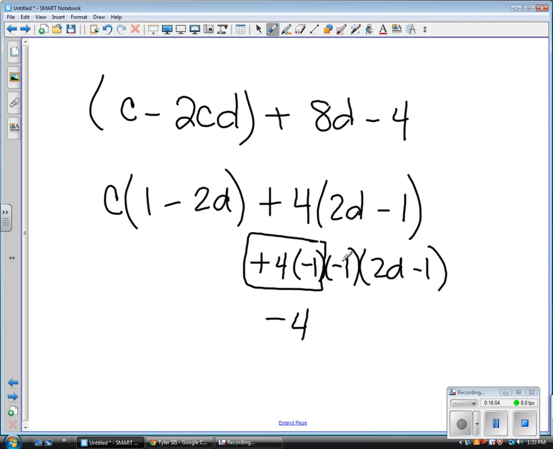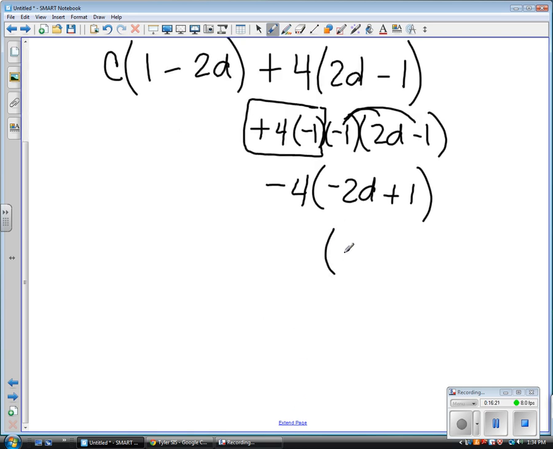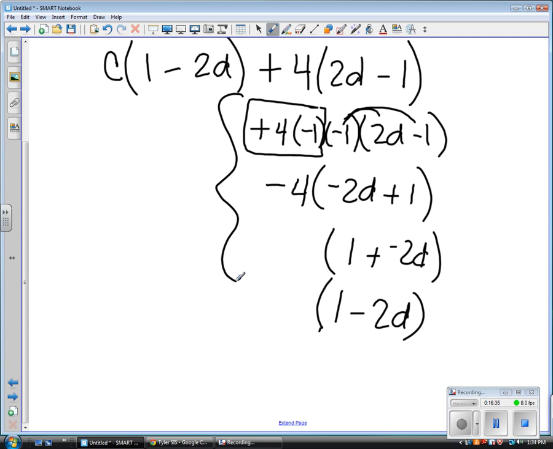That becomes negative 4. Now, what happens if I distribute this negative 1 to this? Negative 1 times 2D is negative 2D. And what is negative 1 times negative 1? Now, do you agree now that I can rewrite that using the commutative property and say that this was 1 plus negative 2D? And does everybody agree this plus and negative means the same as 1 minus 2D? Okay. Now, you do not have to go through all these steps. I wanted to show you where it was coming from.